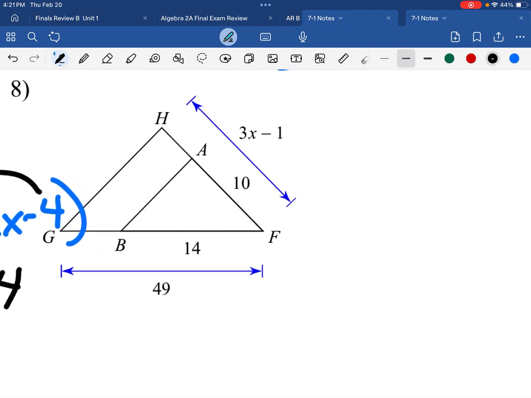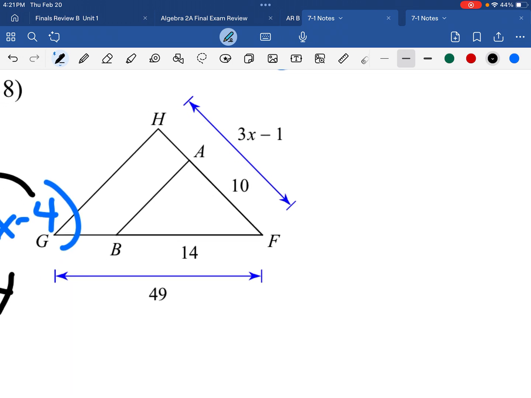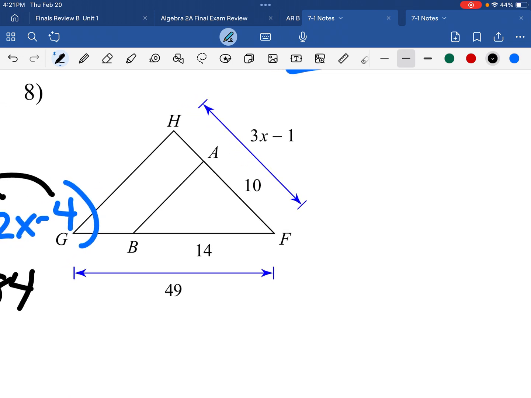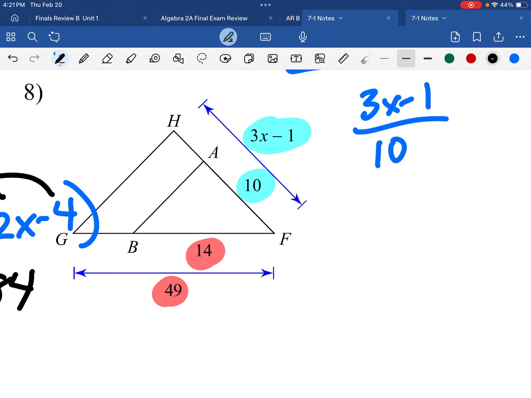Okay? And then last but not least, here we go. Trying to find the x value. So I'm going to look at the smaller triangle. I've got 10 is going to correspond with the 3x minus 1. 14 corresponds with the 49. So here's what we're going to do. We could put the longer side over the shorter. Let's do that. So if I'm putting longer over shorter, that's what that would look like.